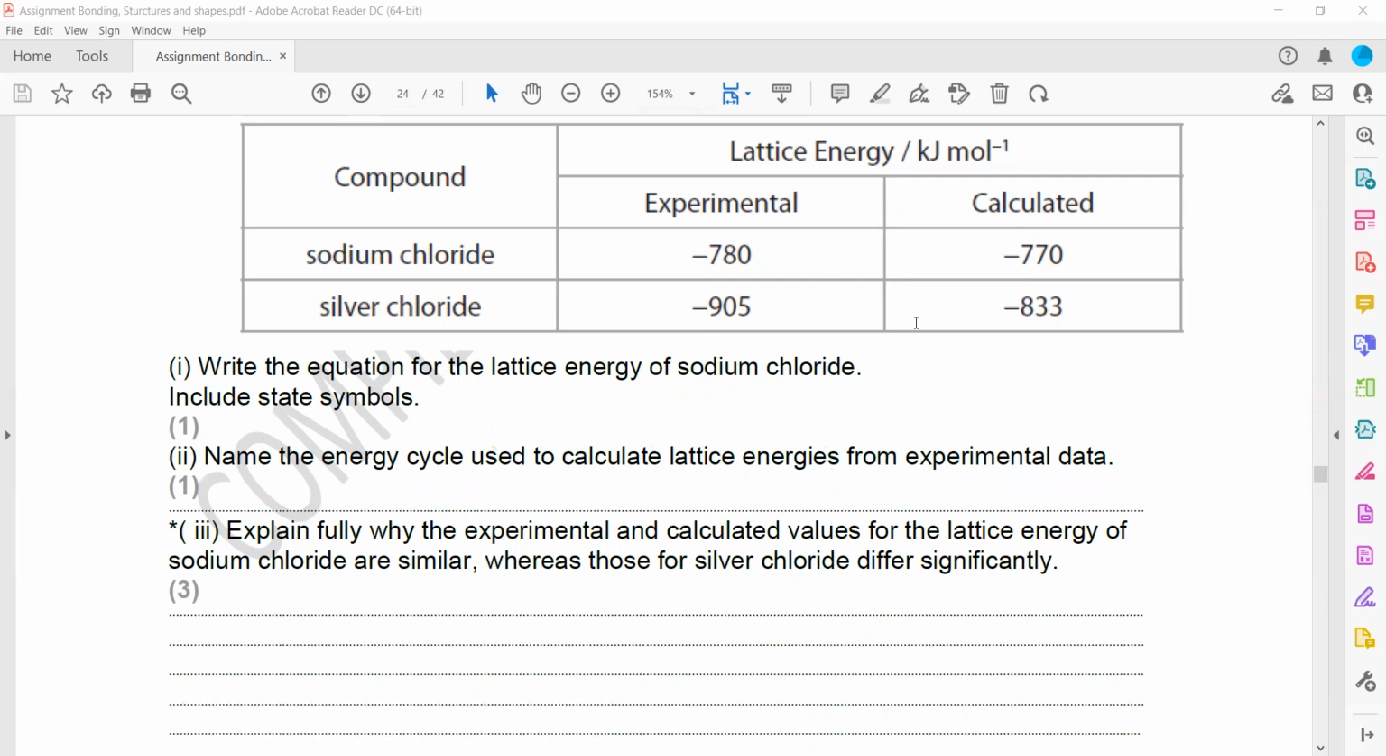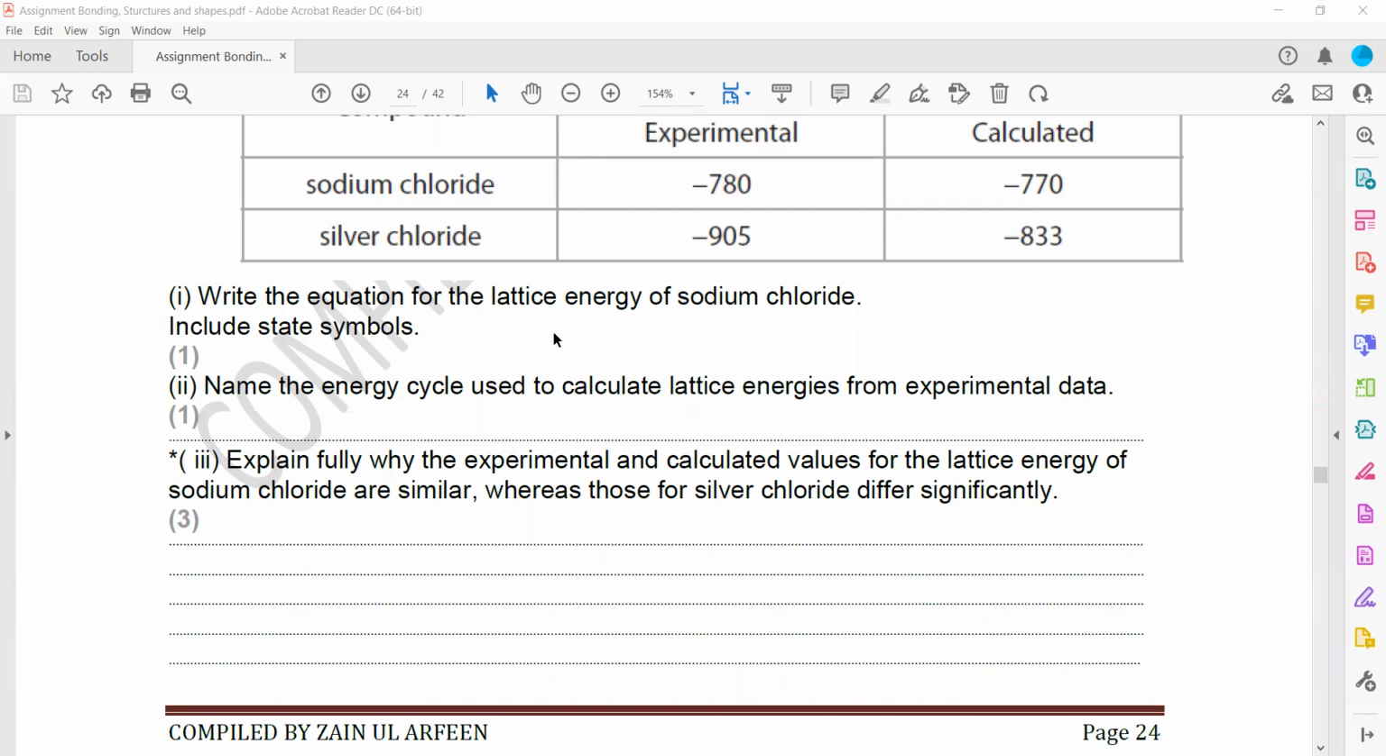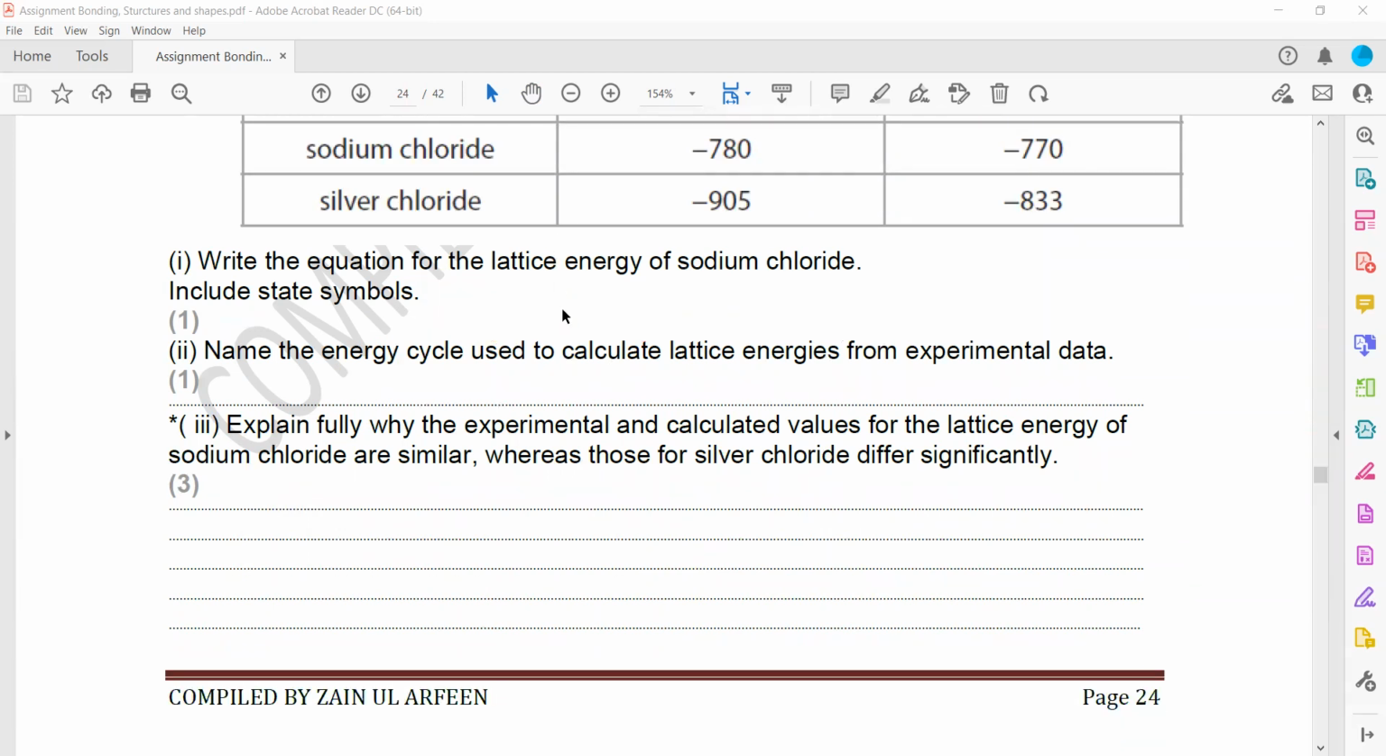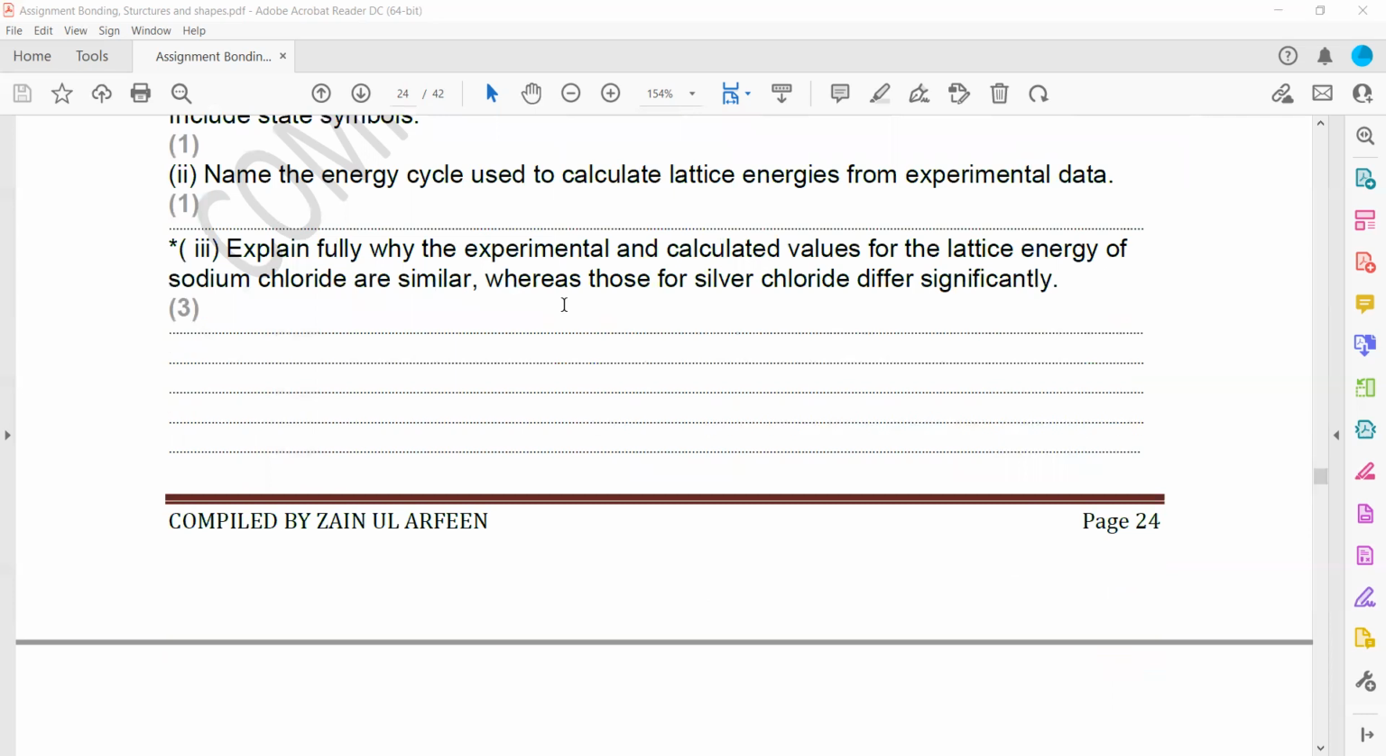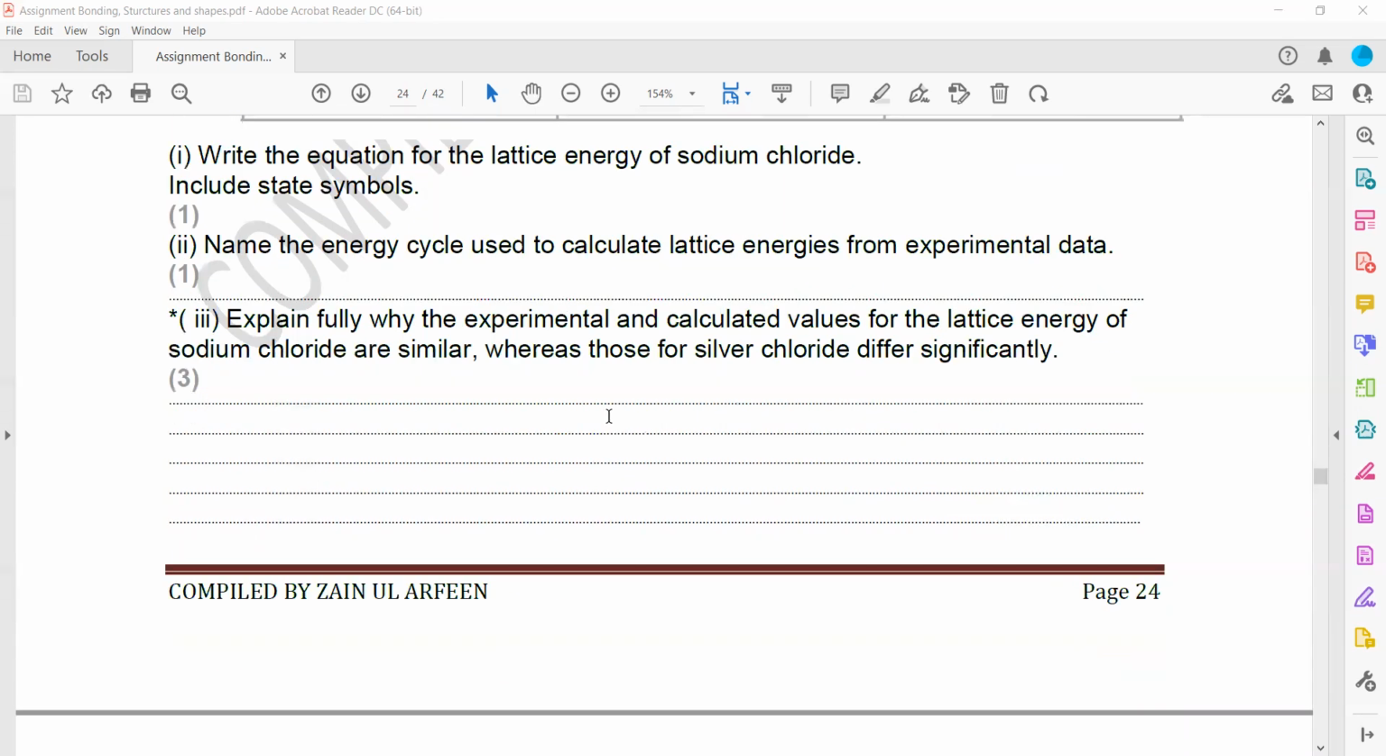Explain fully why the experimental and the calculated lattice energies are similar in sodium chloride, whereas in silver chloride they differ significantly. So what is the reason for that? Why in sodium chloride are these lattice energies similar, but in silver chloride there's a big difference? It gives evidence that sodium chloride is perfectly ionic, or purely ionic. That's why there is a small difference or no difference.